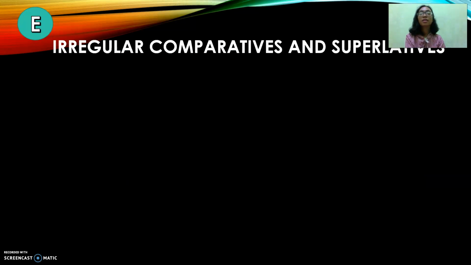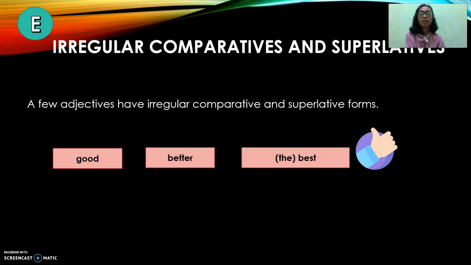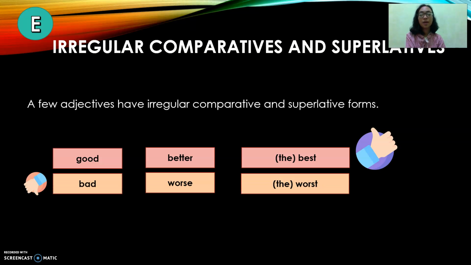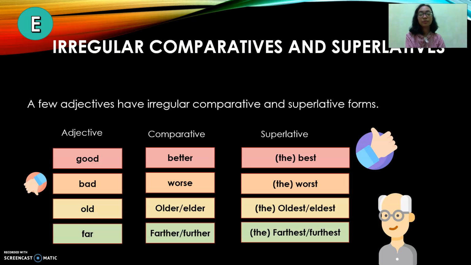Irregular comparatives and superlatives. A few adjectives have irregular comparative and superlative forms. For the example, good, better, the best; bad, worse, the worst; old, older or elder, the oldest or the eldest; far, farther or further, the farthest or furthest.